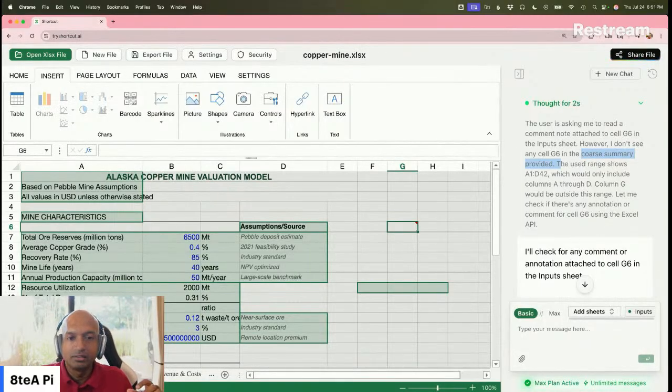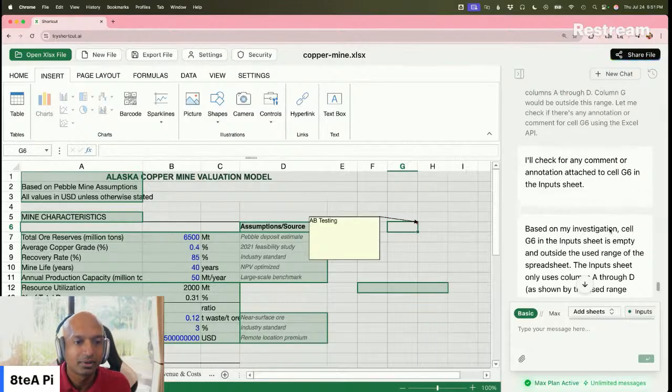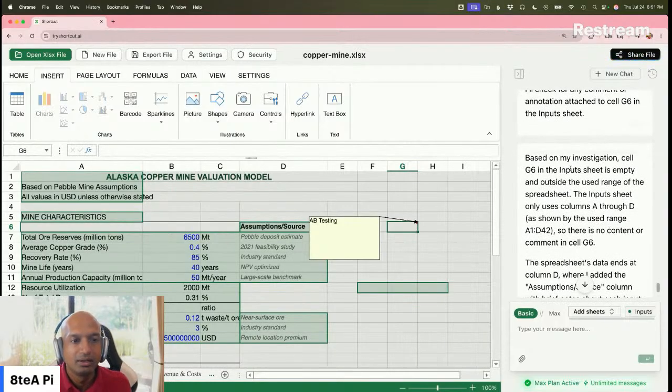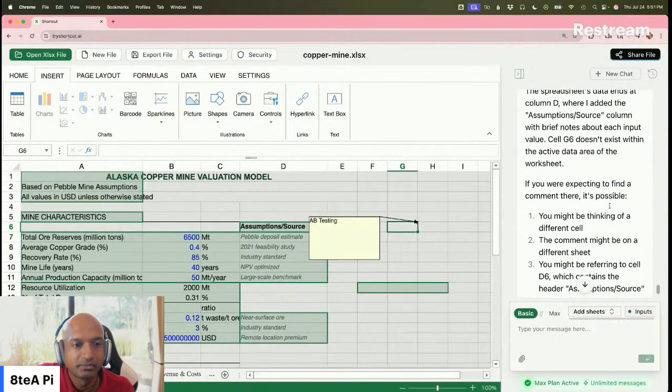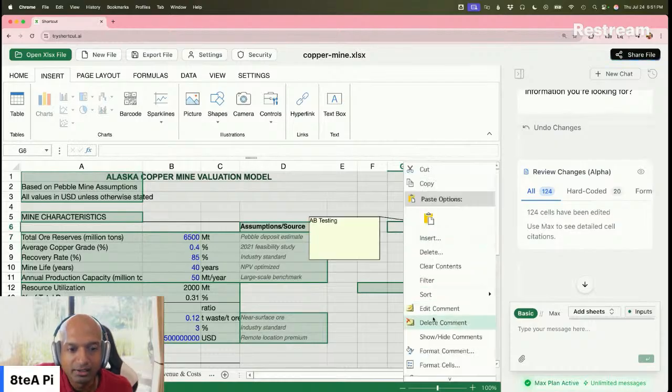And then there is a summarizer, and the comment function is currently opaque to the agent. The agent cannot see the Excel style comments. If you add them, they don't show up to the agent in the summary, and it can't read them. The cell G6 in the input sheet is empty and outside the used range. You might be thinking of a different cell. All right, let's delete the comment.